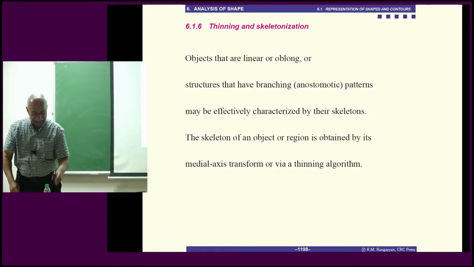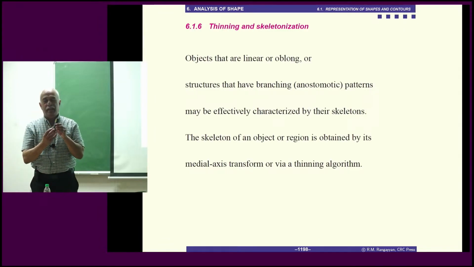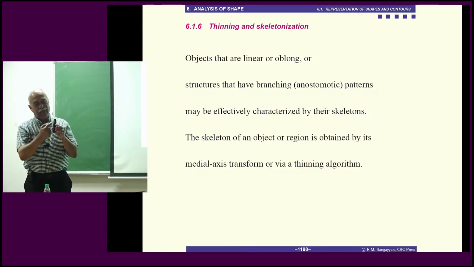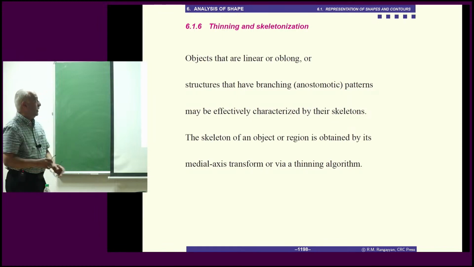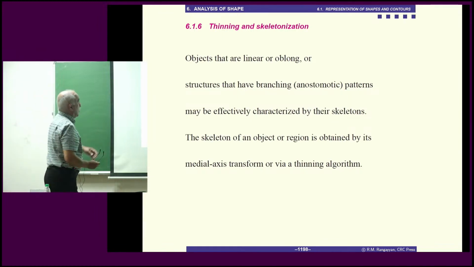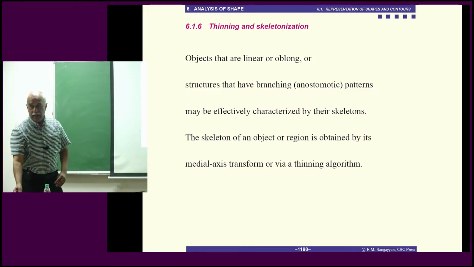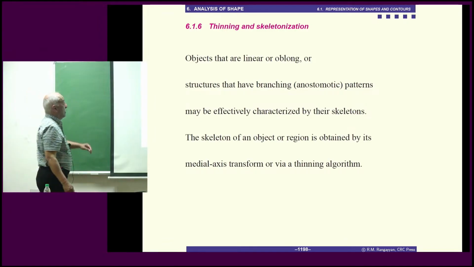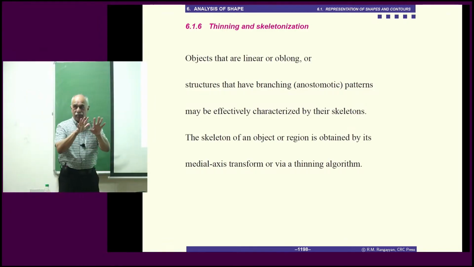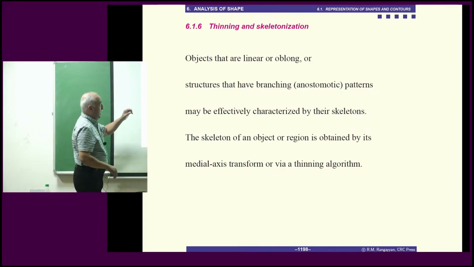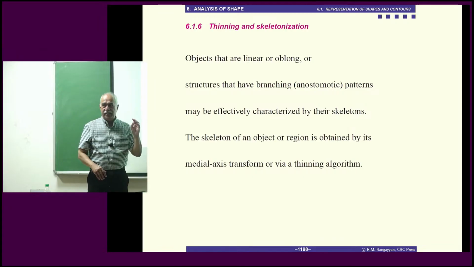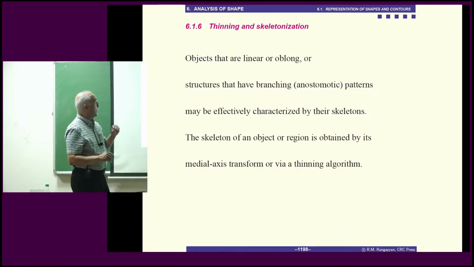But what is the skeleton of this? It's a thick object. So you will have the middle line, but then there are these variations in shape. So then the skeleton becomes a little bit more complicated, as you will see. Objects that are linear or oblong, or structures that are branching patterns like blood vessels, may be characterized well by their skeletons. You don't need all of the pixels.